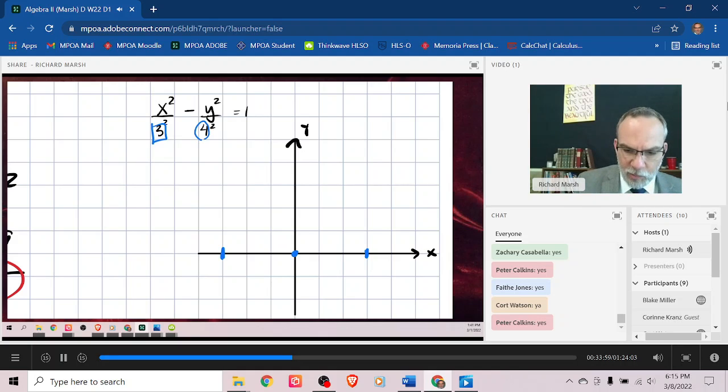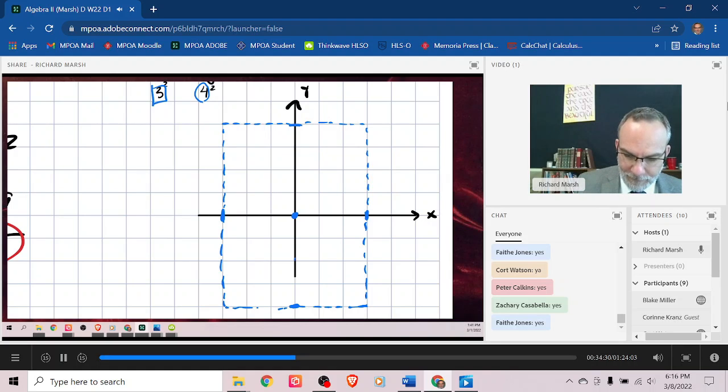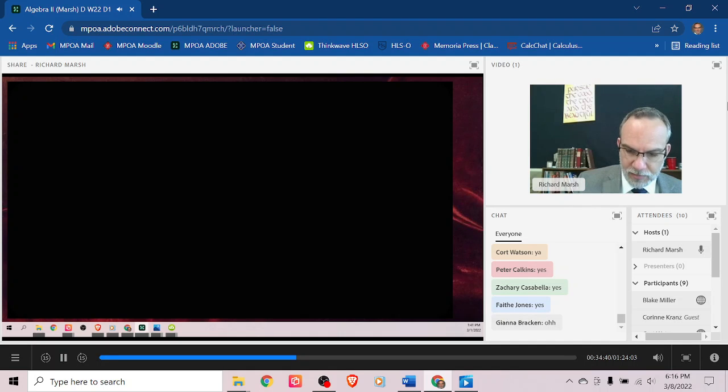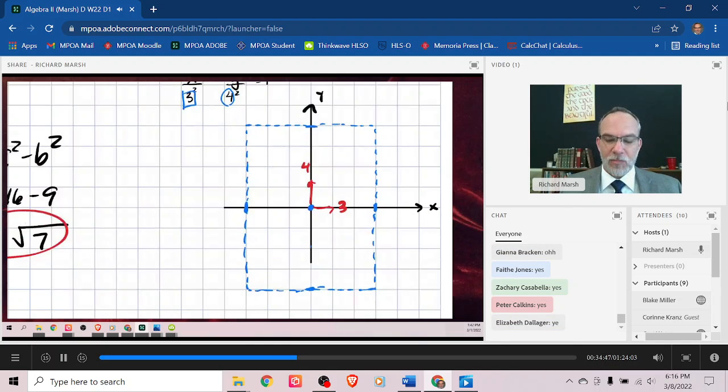Do you see that the y squared has underneath it a 4 squared? Go up 1, 2, 3, 4. Go down 1, 2, 3, 4. But now instead of this being the vertex of the curve, this becomes a box. Just be patient. Follow what I'm doing. I make a box out of this. This is 3 units. This is 4 units. Do you see how I made a box? Okay, good.